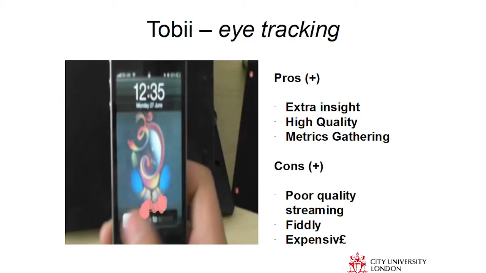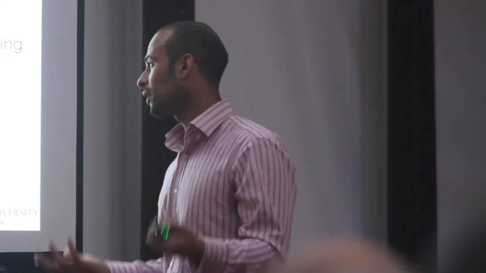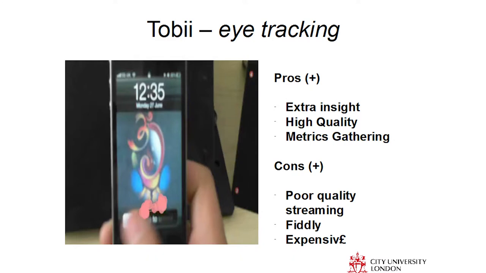There's also mobile eye tracking. This is using the setup that I showed earlier, so it was a fixed positioning for the mobile phone. Here you literally have the phone, and the eye tracker is situated above the phone. That captures the eye movement, and you can also have the picture-in-picture on this. This is great because you get an extra insight. You can see literally where the person is looking while they're undertaking the task. The quality is better than what you'd get with Moray, and again, you can still do metrics gathering from that as well.